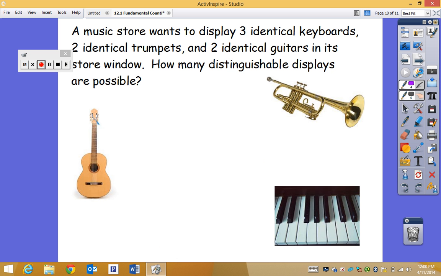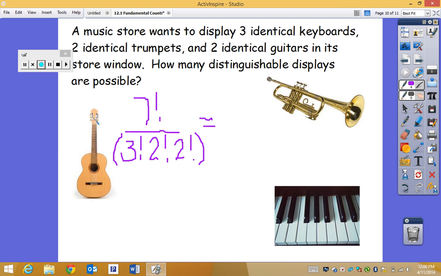One more example. A music store wants to display 3 identical keyboards, 2 identical trumpets, and 2 identical guitars. That means there are 7 items that they want to display. But because we want distinguishable, we want to take out those repeaters. So there are 3 keyboards, 2 trumpets, and 2 guitars. If we plug that into our calculator, again making sure that when you do the denominator you put that section into parentheses, that's going to give us 210 distinguishable displays.